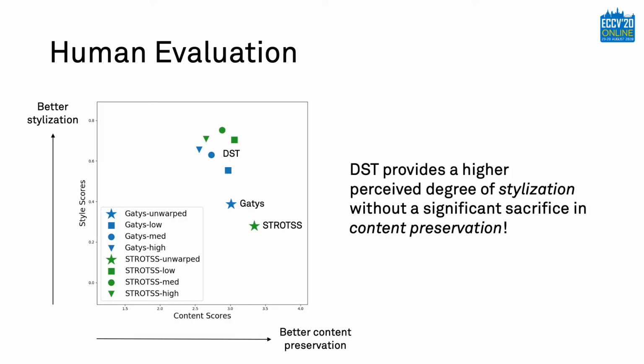Here are the results. Higher content scores towards the right indicate better content preservation, and higher style scores towards the top indicate better stylization. Across the 3 deformation regimes for both STROTS and Gatys, DST significantly increases the perceived stylization quality while only minimally reducing the perceived content preservation. Note that some hit to the content score can be expected since we, in a sense, willfully alter the content by deforming it.